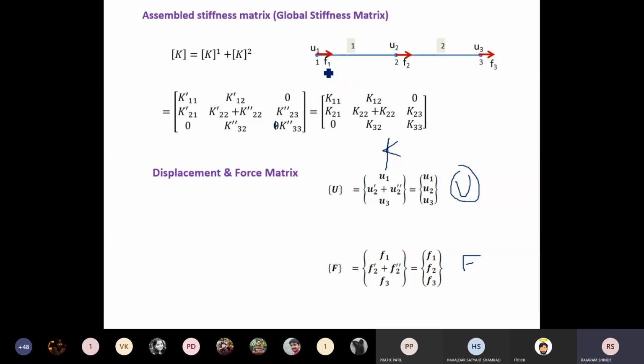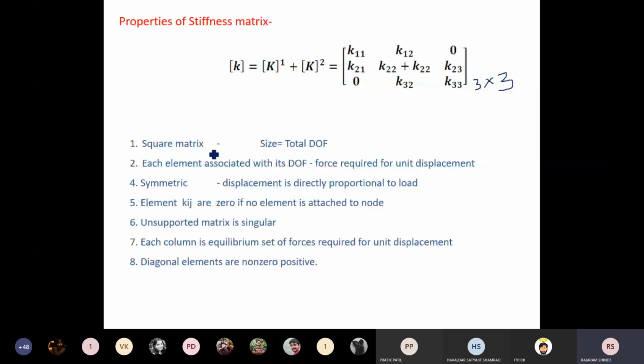Next one, if you have 2 degrees of freedom per node, meaning node number 1 is going to displace in this direction and this direction, and the number of nodes is 3, then your stiffness matrix is 6 by 6, because each node has 2 degrees of freedom and the total degrees of freedom are 6. Okay, here you have to remember this. It is a square matrix, and the size of that square matrix should be equal to the total degrees of freedom.